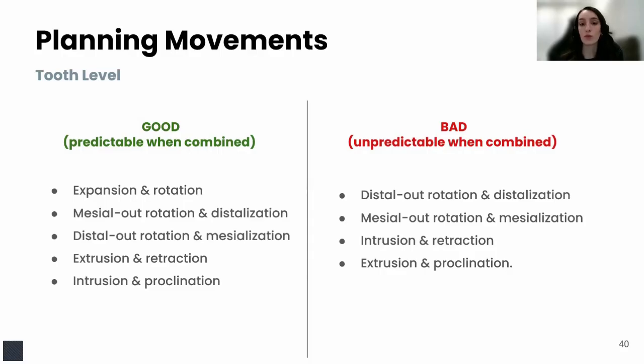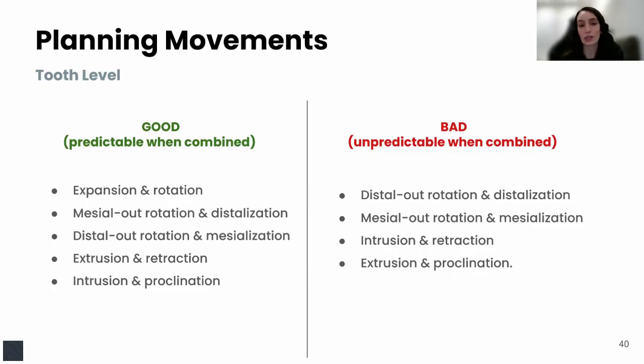Now, again, we also have movements on tooth level that we would not prefer combining. These would include distal out rotations with distalization. And this is simply because, as I said, you would be having two movements that are opposite to each other happening at the same time on the same tooth. So they will definitely cancel out each other. So it's preferable to have them sequenced. So for example, we can plan having the tooth derotated first, and then we can start with its distalization. And the same is true for mesial out rotations with mesialization. So we cannot have a tooth being rotated mesially out and also have it mesialized. Instead, we can simply derotate it first, and then we can start with its mesialization.